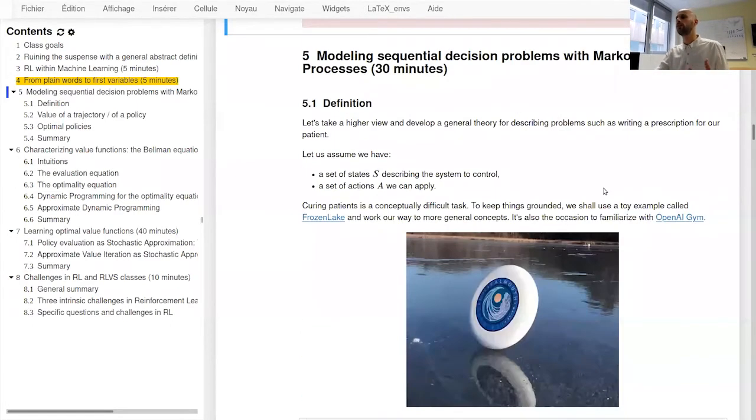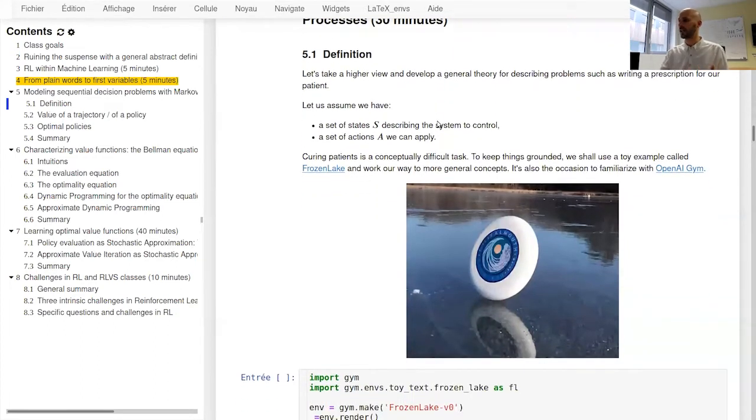So we will dive into section 5 and we'll introduce the framework of Markov decision processes. That is the framework within which we will model our sequential decision problems. We thus need to take a higher view than the examples we've seen so far and develop a general theory for describing problems such as writing a prescription for our patients. Let us assume that we have a set of states, S, describing the system that we want to control, and a set of actions, A, we can apply on this system.